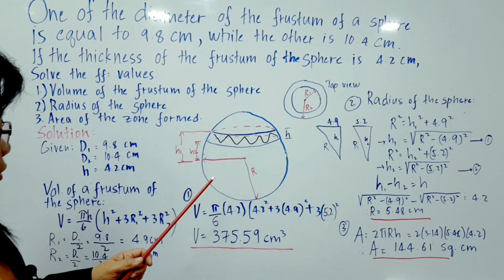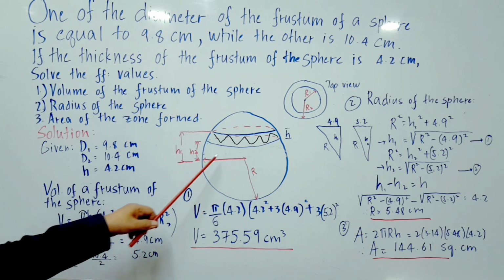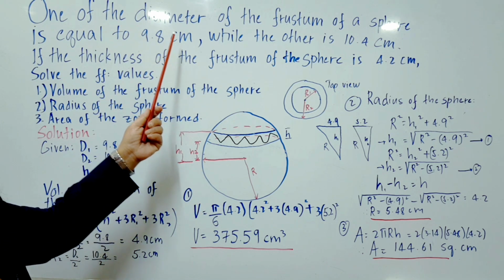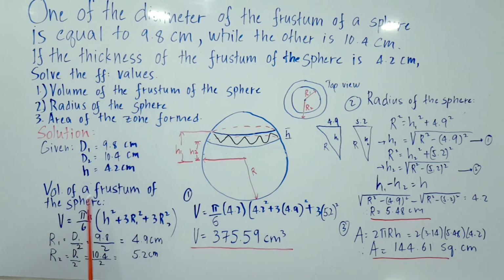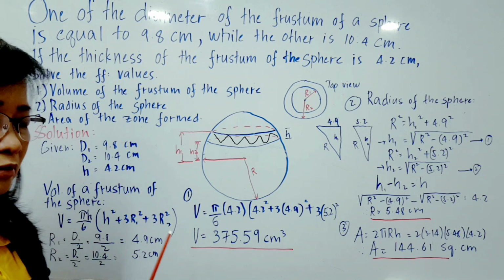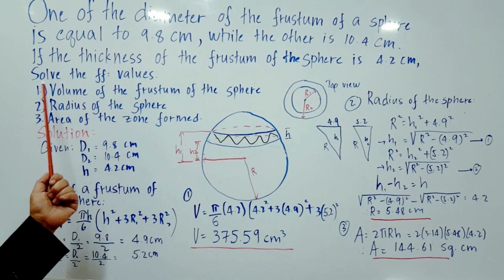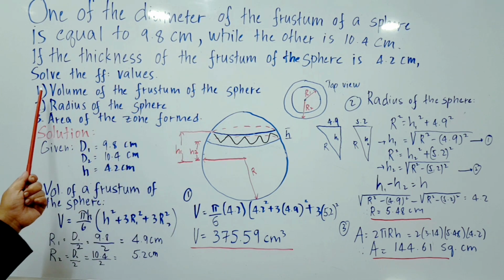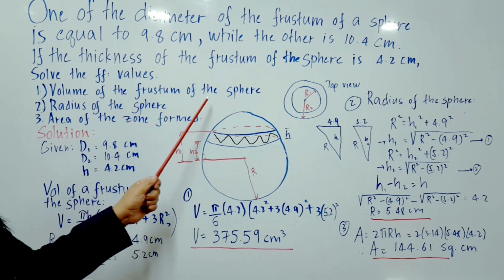Now, to solve this one, the given is the diameter, so first we have to find the radius. Radius, of course, is equal to diameter over 2. So here, what is required? The first requirement is the volume of the frustum of the sphere.